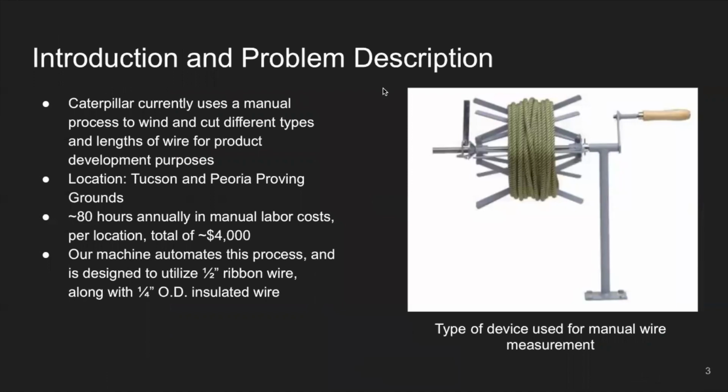So currently Caterpillar utilizes a manual process to wind and cut different types of wire and lengths of wire, which is the image on the right. That's the device that they use currently, and this is at the Tucson and Peoria proving grounds. This process results in about 80 hours of manual labor costs per year per location, which comes out to about $4,000 a year, which they need to pay the employees to do this process. And our machine automates this and is designed to utilize 1/2-inch ribbon wire along with a 1/4-inch insulated wire.